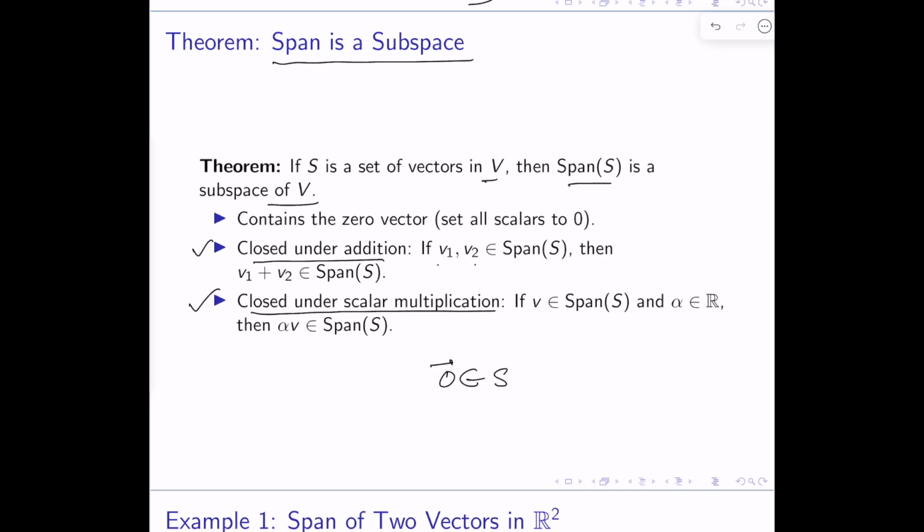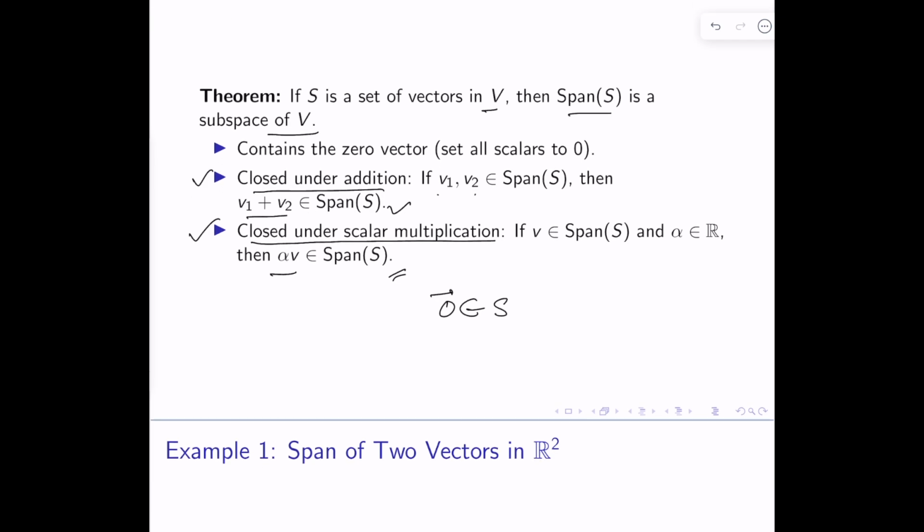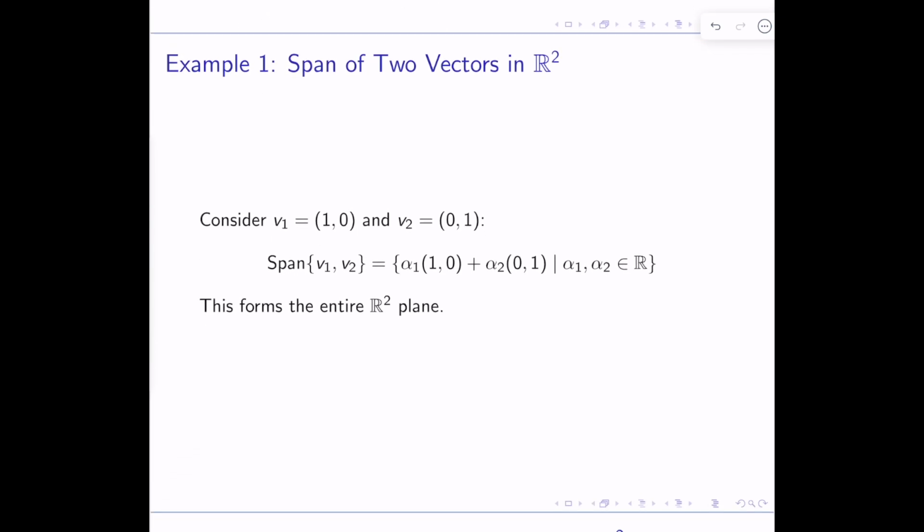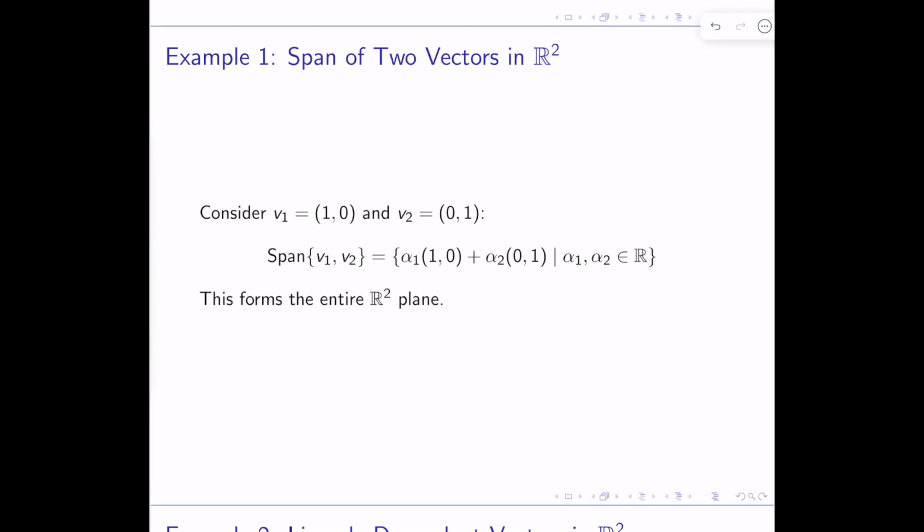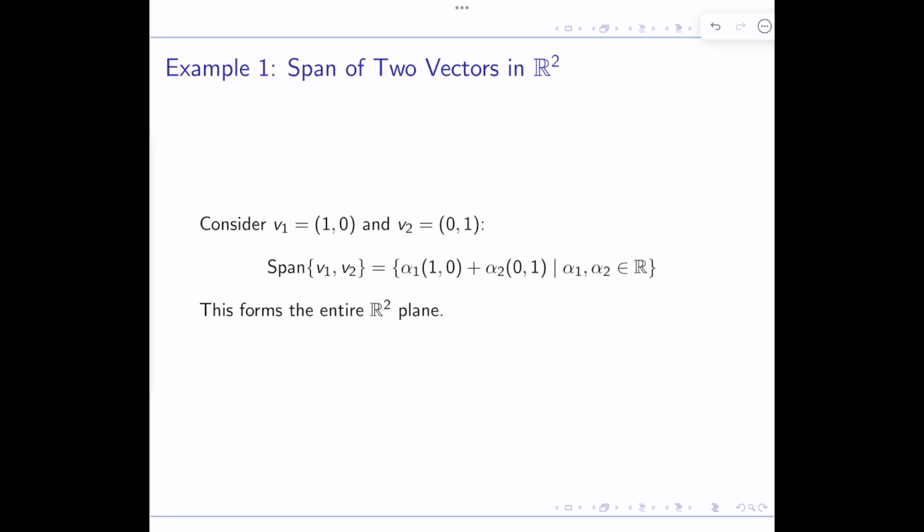If V1, V2 are in the span, then their linear combination, the vector addition as well, and similarly the scalar multiplication, will also be in the span. So this is the proof, a very simple proof, right? Subspace we have to prove. Then we will see the span of two vectors in R2.